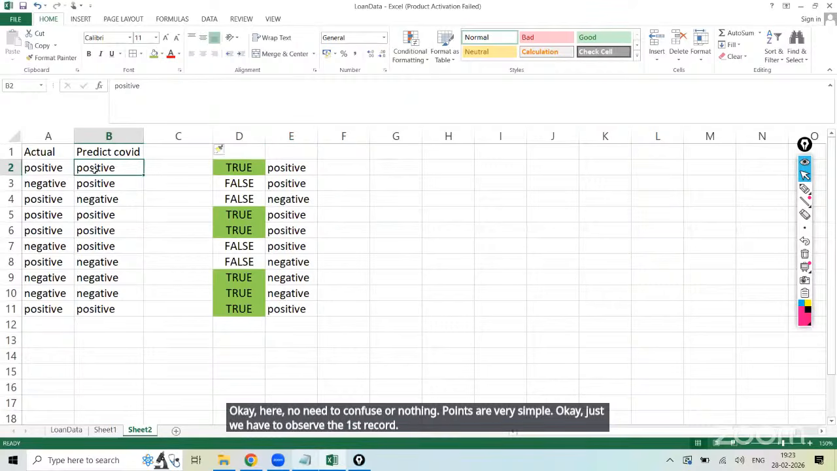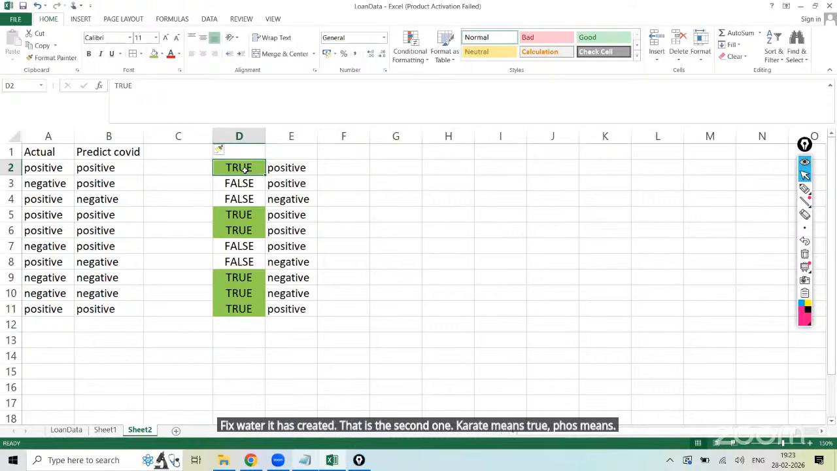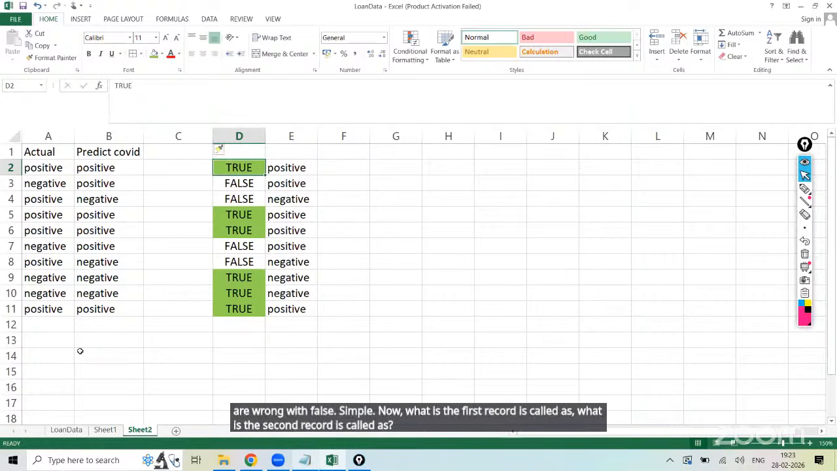We just have to observe the first record. Whatever it has predicted, that is the second word. Fix that. Correct means true, wrong means false. Simple. Now, what is the first record called? What is the second record called? What is the third record called? Everything is clear?